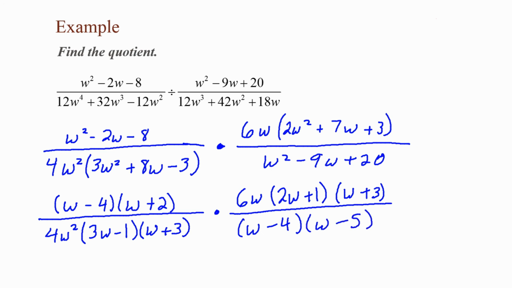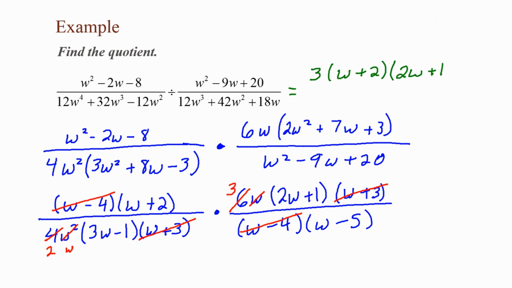Now I'm ready to cancel. So I can cancel w minus 4. I can cancel a w plus 3. 4 and 6 have a common factor of 2. 2 goes into 6 3 times. 2 goes into 4 2 times. And the w cancels with the w squared, leaving a w. So my answer is 3 times w plus 2 times 2w plus 1 divided by 2w times 3w minus 1 times w minus 5.